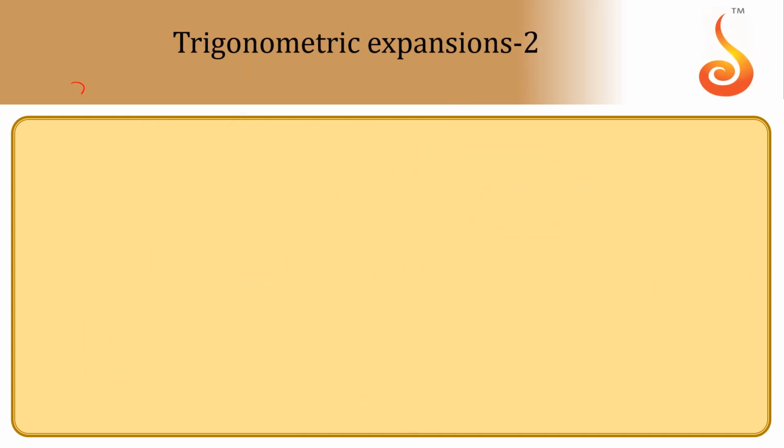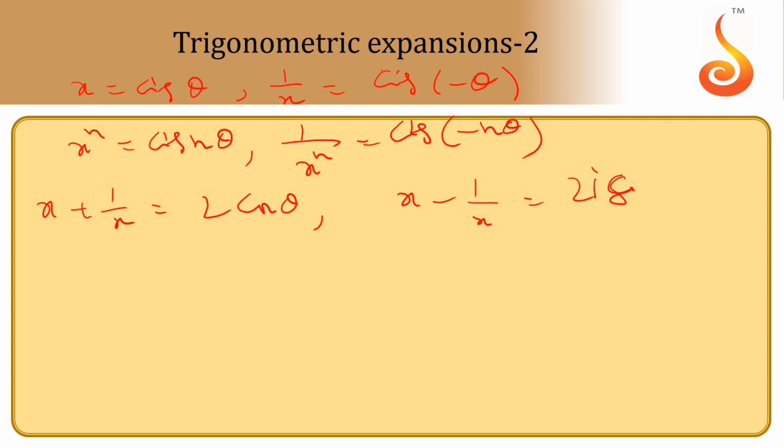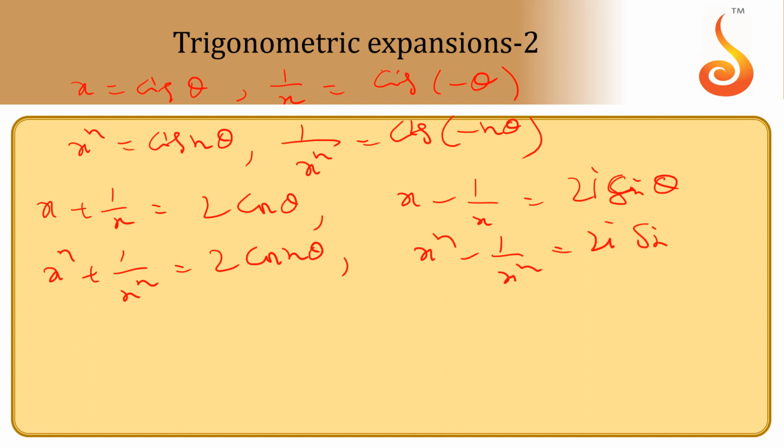The reverse way is, suppose I take x equal to cis theta, then you know that 1 by x will be cis of minus theta. x^n will be cis n theta. 1 by x^n will be cis of minus n theta. Then what will be x plus 1 by x? 2 cos theta. x minus 1 by x is 2i sin theta. Then x^n plus 1 by x^n is 2 cos n theta. x^n minus 1 by x^n is 2i sin n theta. If you remember, this is very easy.